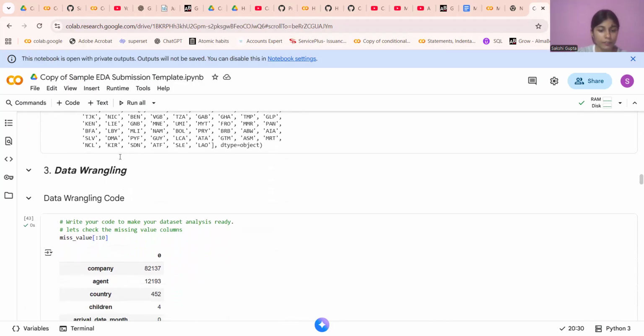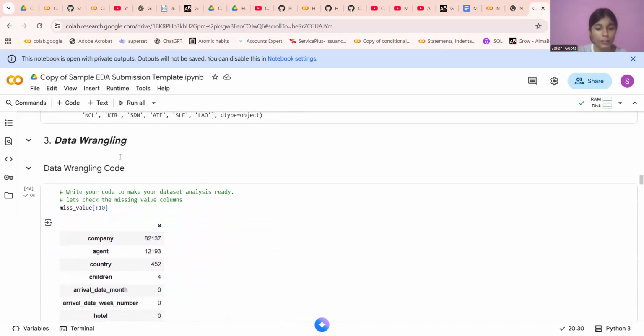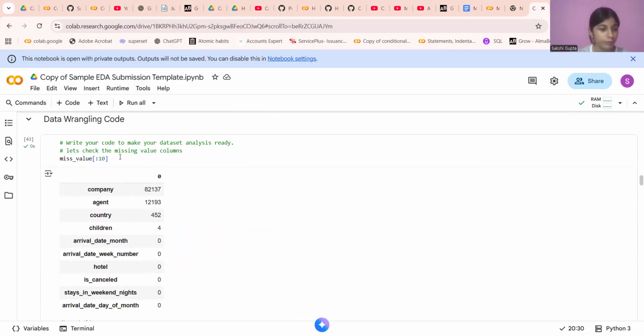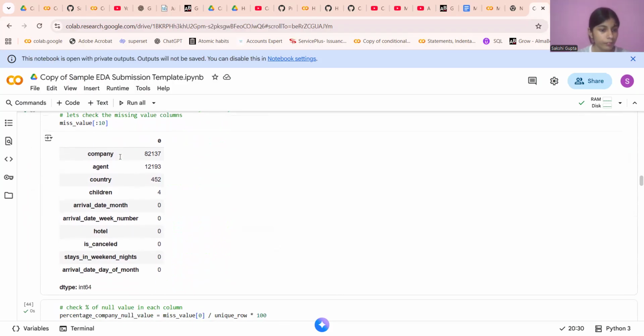Now move to data wrangling. Now we will drop the duplicate values and replace the null values. First, I check the missing values. The company has 82,137.